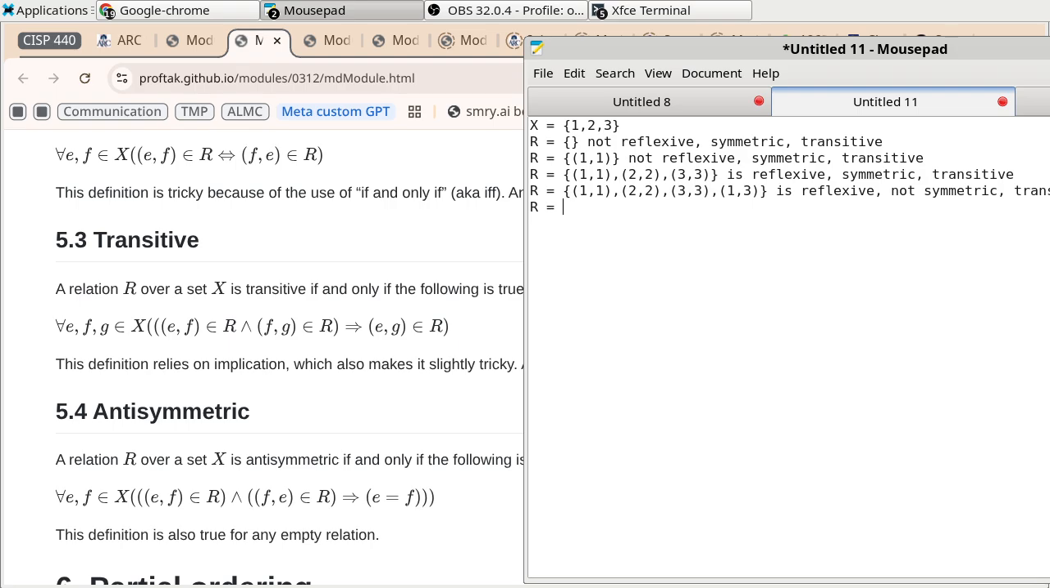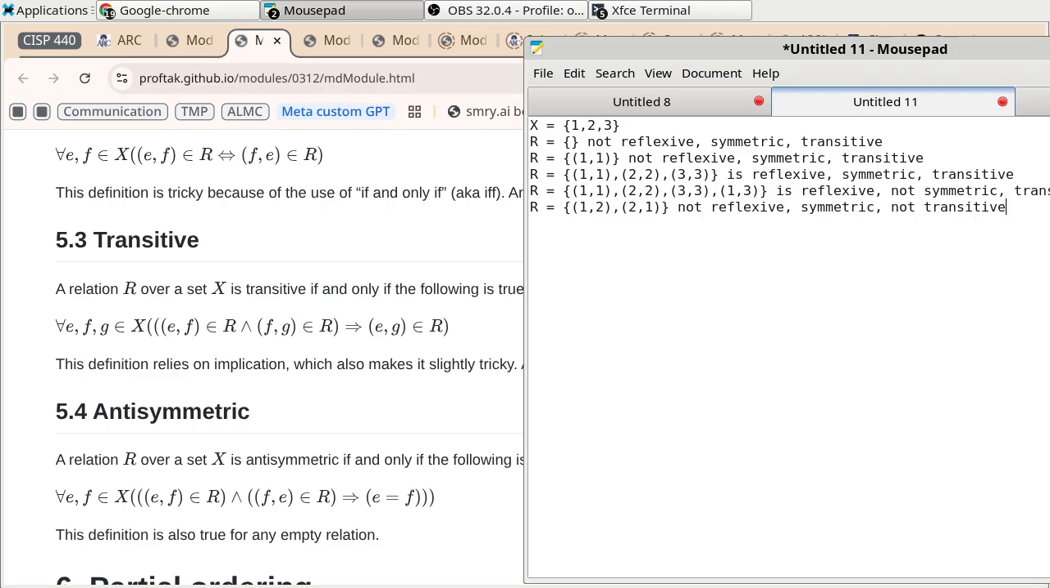So we can define R to be (1, 2) and (2, 1). We can go through all of the other properties as well. This is not reflexive because (1, 1) is missing, (2, 2) is missing, (3, 3) is also missing. It's definitely not reflexive. On the other hand, it is symmetric because (1, 2) if and only if (2, 1) is true, and if we use any other two values, then both sides would be false. So it is symmetric and it is not transitive.